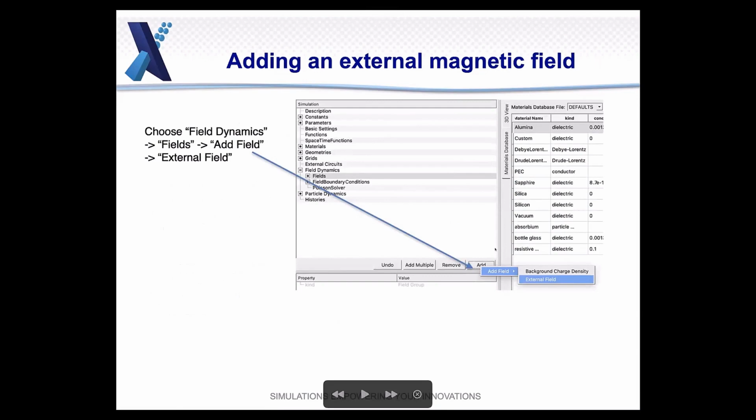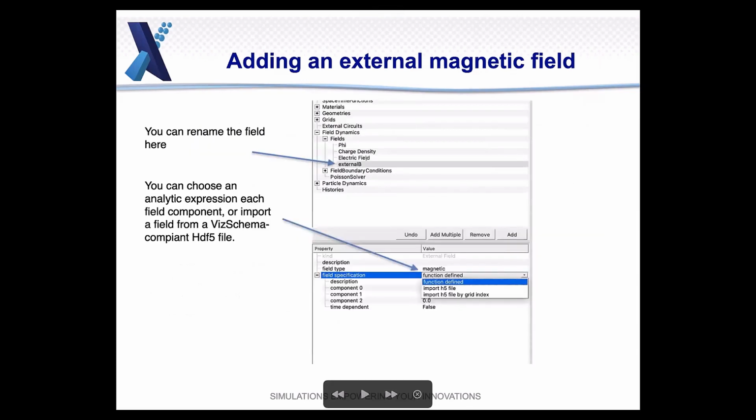You just go to your fields, say add field, and say, I would like to add an external magnetic field. It gives you the option of what kind. You can choose magnetic field. You can rename the field to be whatever you like. And then you can either define it as a function of space for each component, or you can import an HDF5 file that has the magnetic field components in that file. That file needs to correspond exactly to the simulation grid that you've created. So if you change the number of cells, you need to change that file so that it's the same.